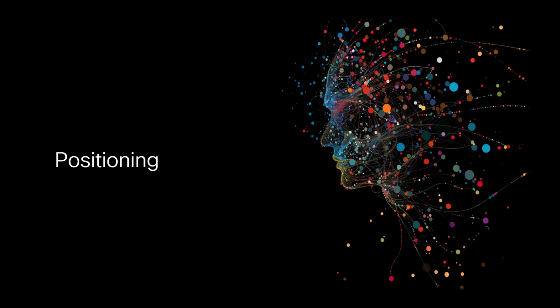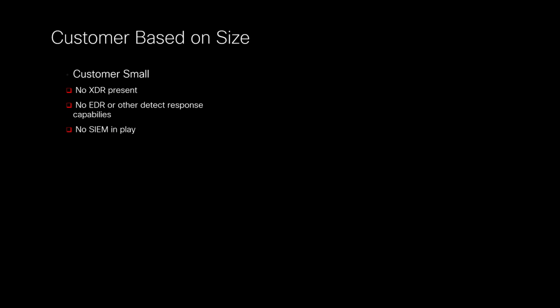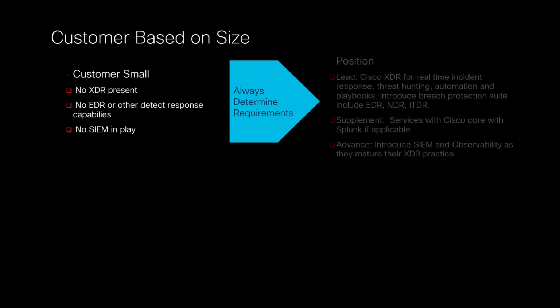Now let's talk about positioning or customer profile. There's always nuance in all of this, but let's say we do it based on size. Customer small, no XDR present, no EDR or other detect response capabilities, no SIEM in play. So great opportunity, but the team probably is small. Always determine what the customer's needs are. Don't position product, understand the customer.